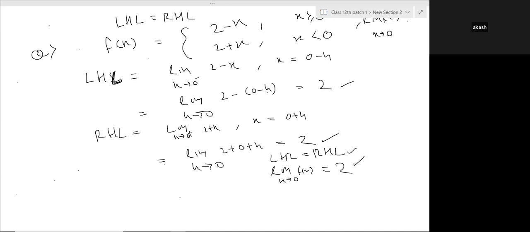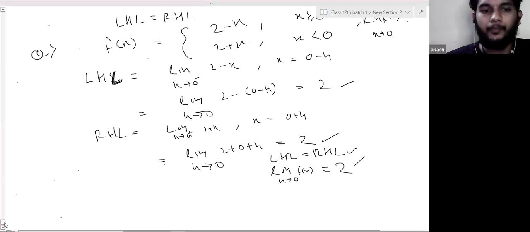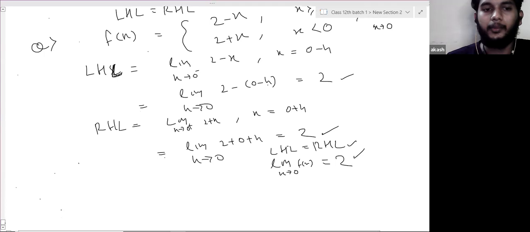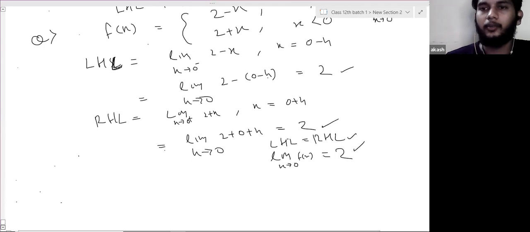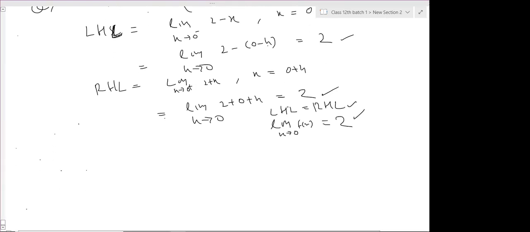Let's just do continuity. What is continuity? It's clear, right? How to find a limit, how to evaluate this. Everyone is clear about this? Yes, sir.